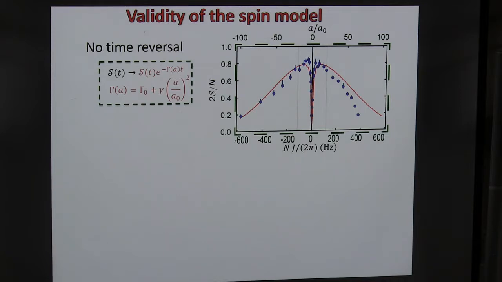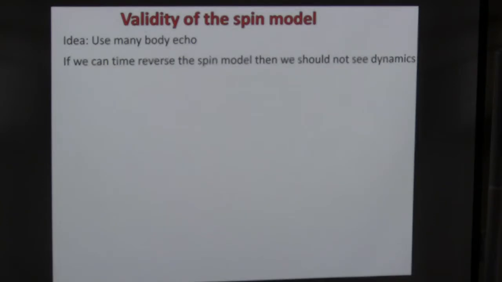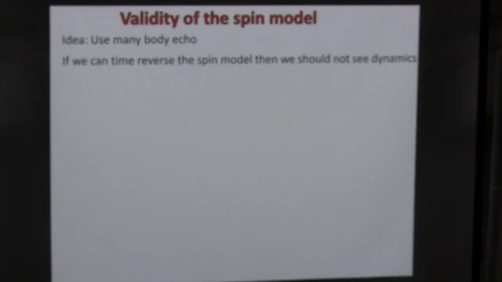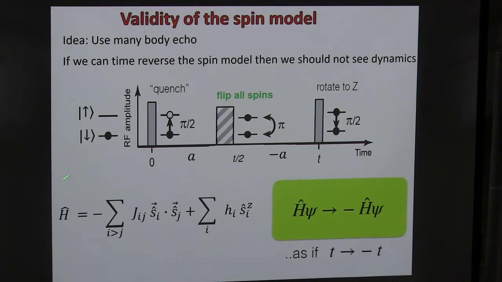And the answer is, what if we use the capability to control the interactions to undo the dynamics, to change the sign of the Hamiltonian that determines the spin model, and see if we can completely reverse the dynamics. So in principle, if you look at the spin model, we can change the sign of H by applying a pi pulse in the middle, and we can change the sign of the scattering length from positive to negative.